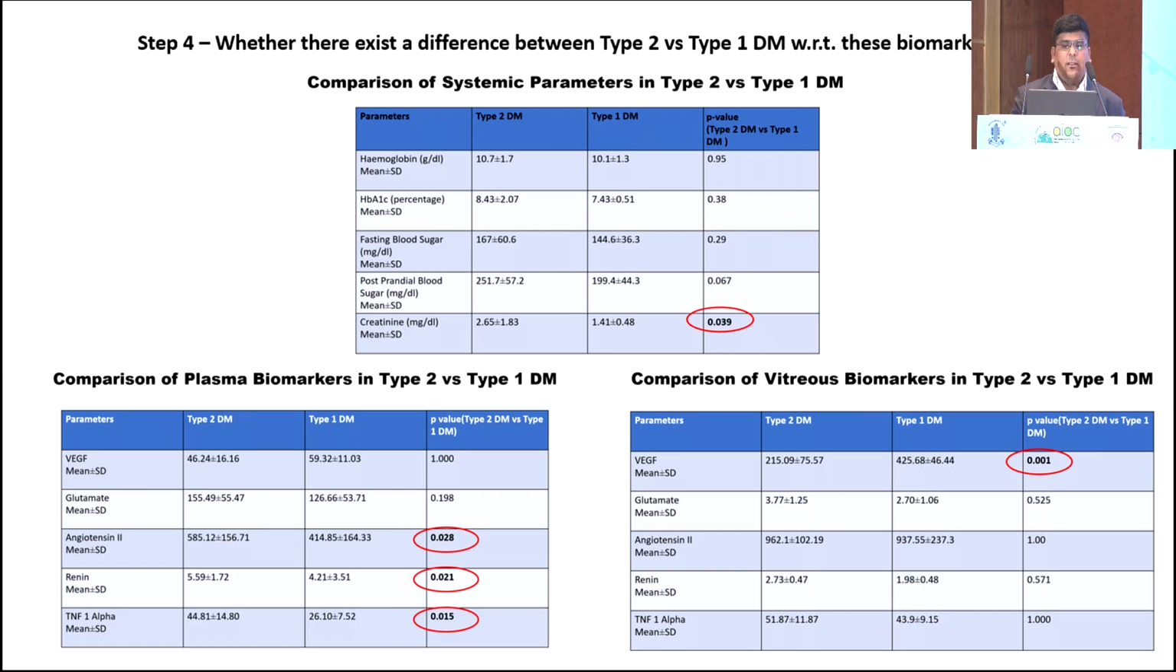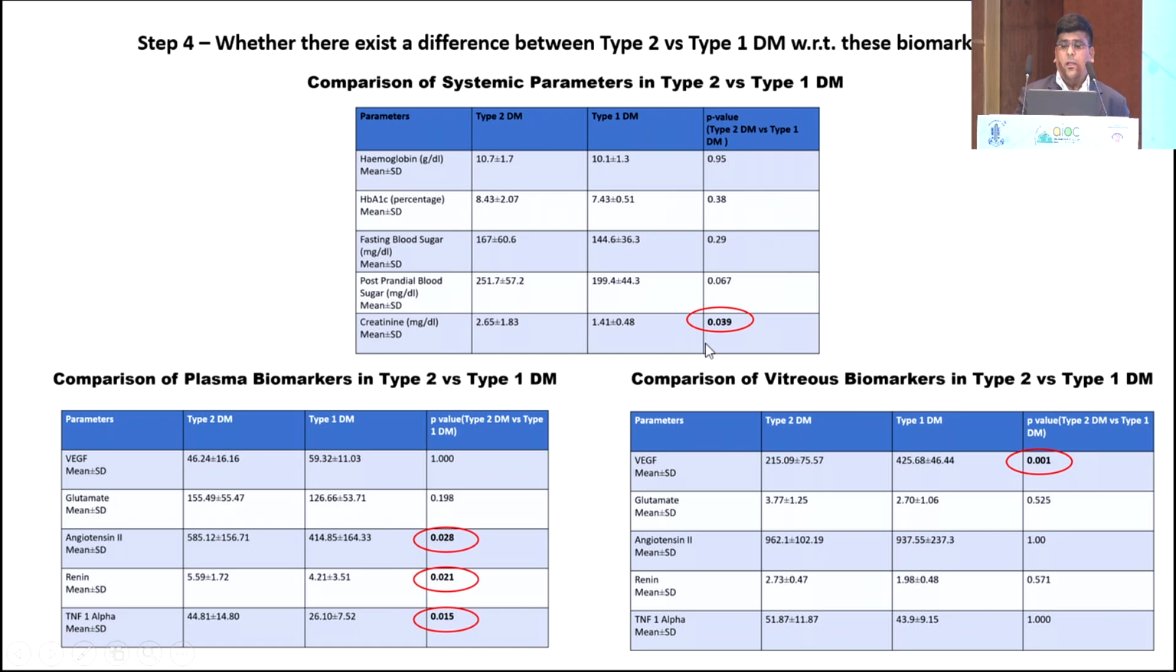As we all know, there is a significant difference in the pathophysiology of both types of diabetes. What we could see was both the groups were comparable in terms of blood investigations, except nephropathy was more common in type 1 diabetes patients, which was a statistically significant result. On comparing plasma levels of these biomarkers in type 2 and type 1 diabetes mellitus, we found that angiotensin 2, renin and TNF alpha were markedly elevated in type 2 diabetes mellitus patients in plasma as compared to type 1 diabetes.